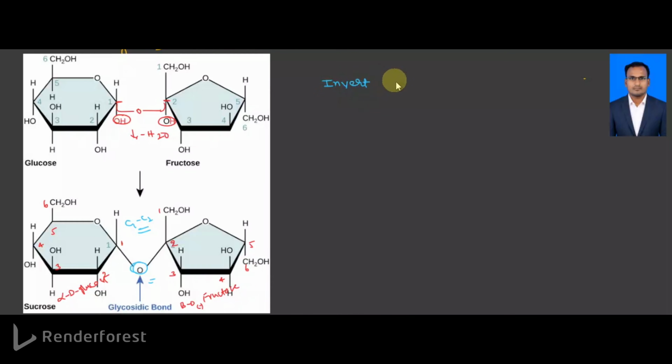The major question, which of the following disaccharides is the invert sugar, is very important. What does invert sugar mean? Already we discussed that sucrose is dextrorotatory, right? That means it rotates the plane polarized light towards the right, so its sign is positive. On hydrolysis, it gives alpha D glucose and beta D fructose.